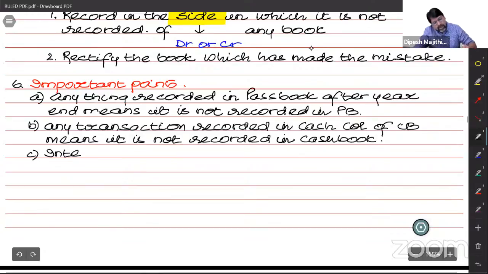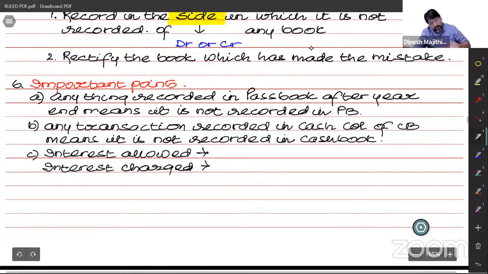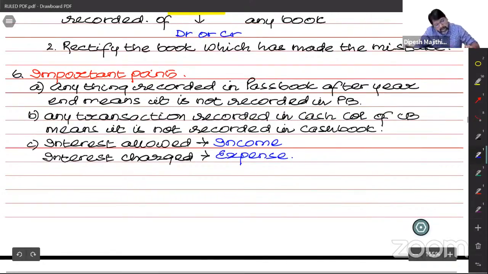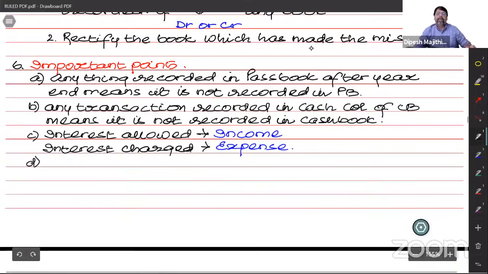Interest allowed, interest charged. Interest allowed is income. Interest charged is expense. Point number D.